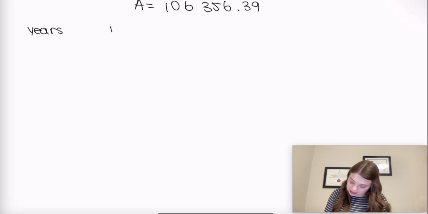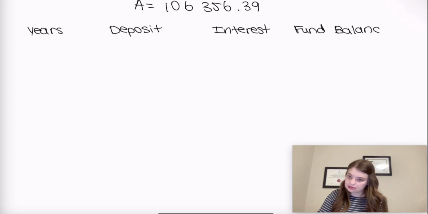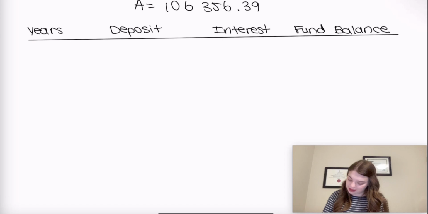And then next we're going to have the deposit amount, then the interest, and then the fund balance. So those are our categories. There we go. Let's draw a nice line like that. Excellent. And maybe some other lines like that too.